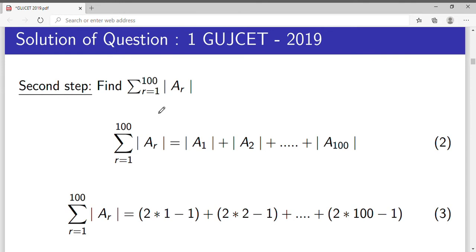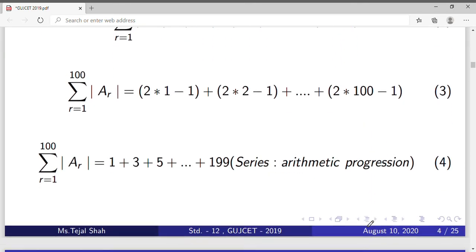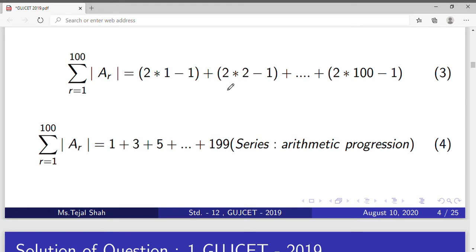Now the next step: find the summation of r from 1 to 100 of determinant of A_r. If we put r equal to 1 to 100, first is determinant of A_1 plus determinant of A_2 plus up to determinant of A_100. The determinant of A_r is nothing but 2r minus 1. For determinant of A_1, r is replaced by 1. For determinant of A_2, r is replaced by 2. And for determinant of A_100, r is replaced by 100. So here we get 2 minus 1, 1. Here 4 minus 1, 3. And the last term is 200 minus 1, 199. So we get the series 1 plus 3 plus 5 up to 199.